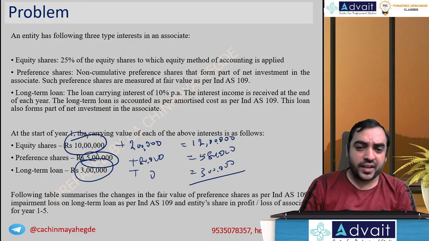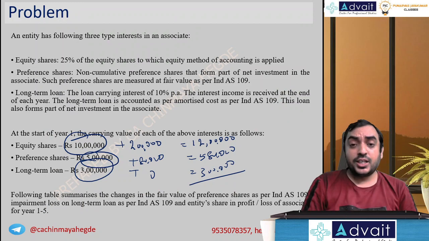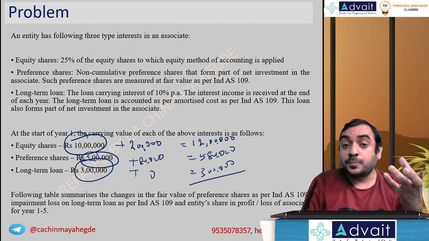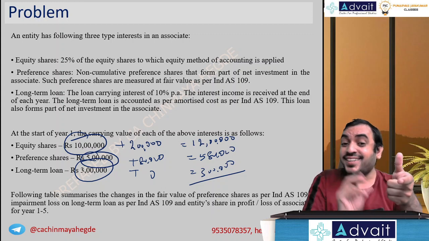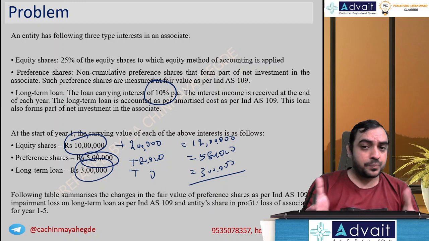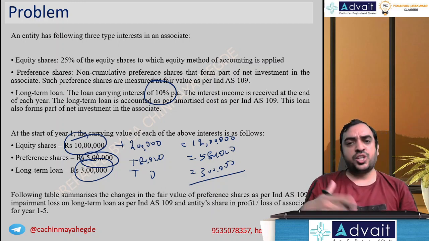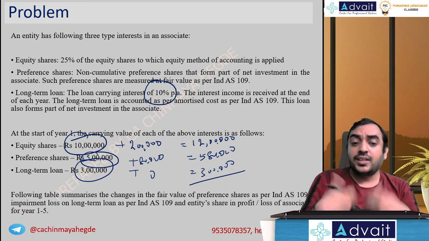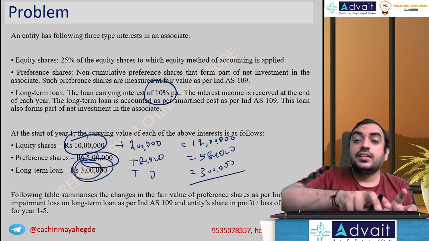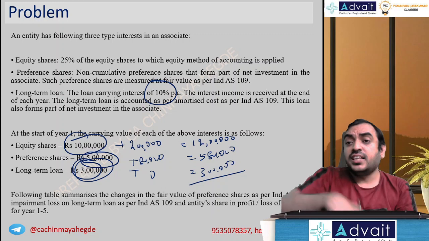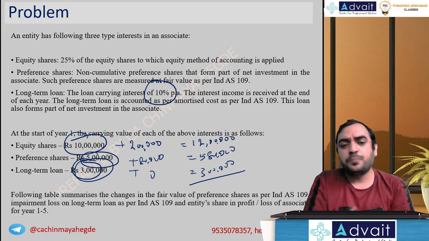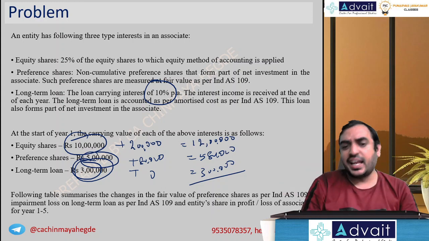One more small point, it is the amortized cost method. What is the amortized cost method? We add interest income at the effective interest rate. We subtract any collection. So loan is carrying interest of 10%. We don't have any specific information about the effective interest rate. So under the amortized cost method, loan 3 lakh, we add the interest income of 10%, then we subtract the same 10%. So plus 30,000 minus 30,000. So no impact. That's why 3 lakh continued.